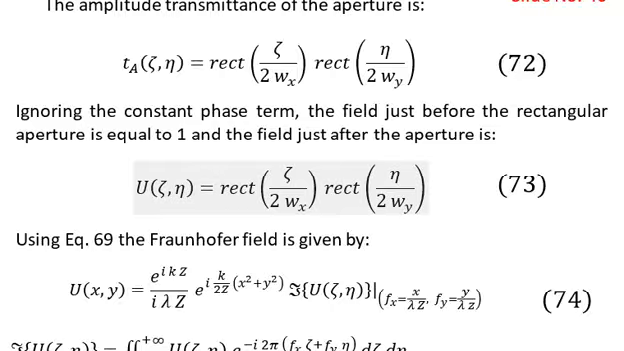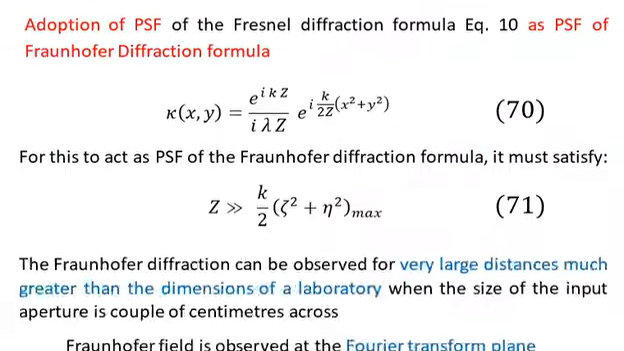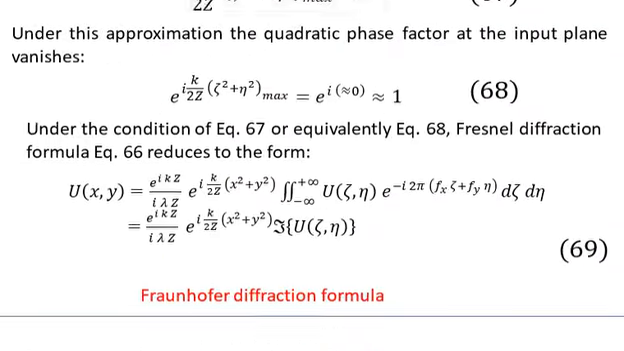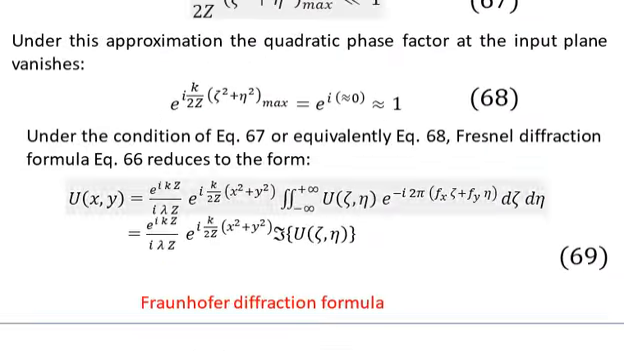rectangular aperture, which is u of zeta comma eta is equal to rect of zeta over 2wx multiplied by rect of eta over 2wy. So using equation number 69, the Fraunhofer field is given by, you see that we have represented equation number 69, which is the formula for the Fraunhofer diffraction, over here. We have to evaluate the Fourier transform of the field u, which is the input field, and then plug that value of the Fourier transform back into equation number 69.